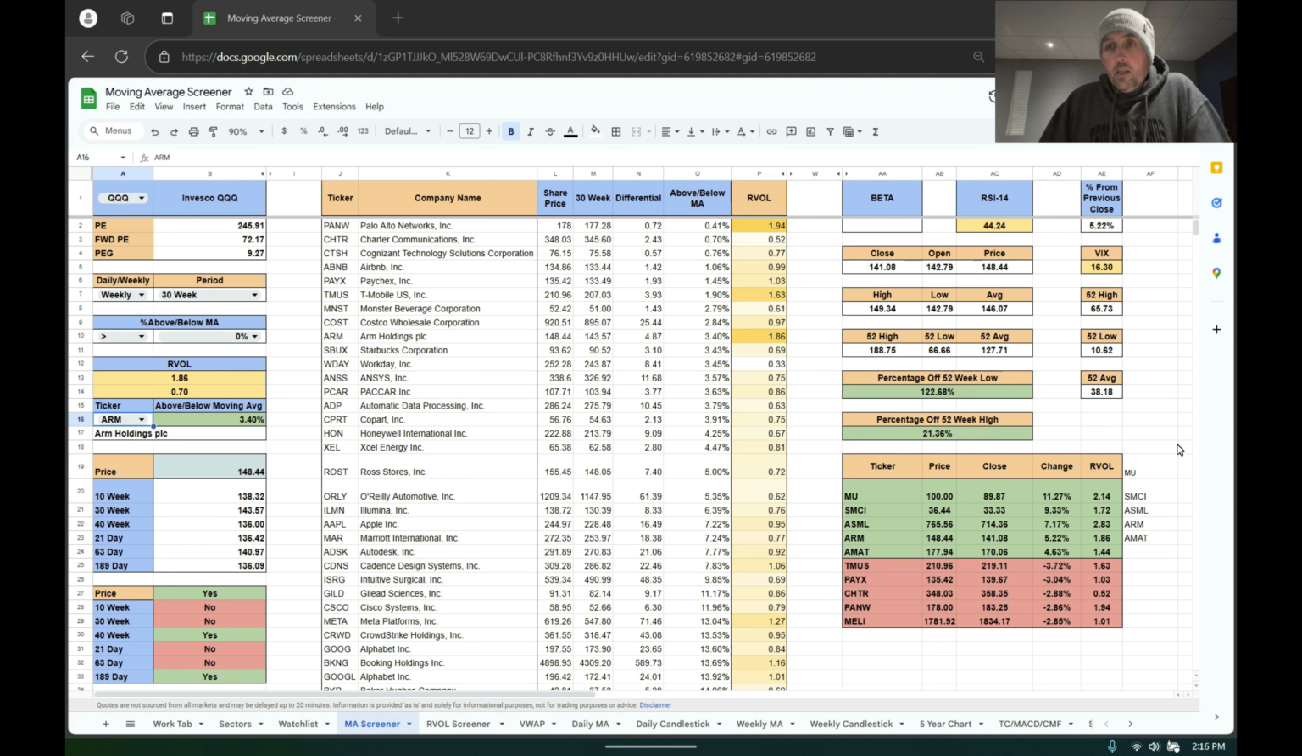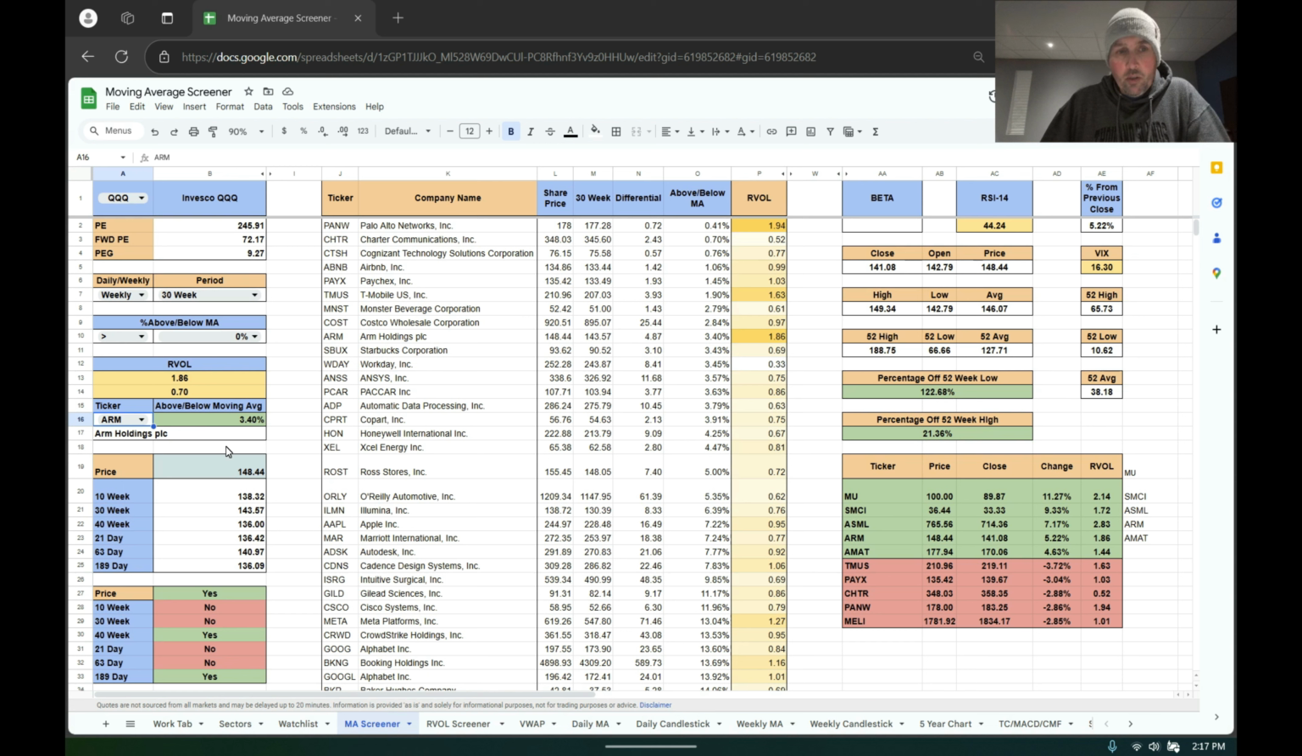Next one we'll look at is ARM Holdings. We can see that that's got an RSI of 44.24 on Friday's close. It's up 5% today. It's 21% off its 52-week high. It's 122% off its 52-week low. So this is one of the more bullish ones I've seen. I know when we go to look at the moving averages that this is probably going to be in an uptrend and above its moving averages.